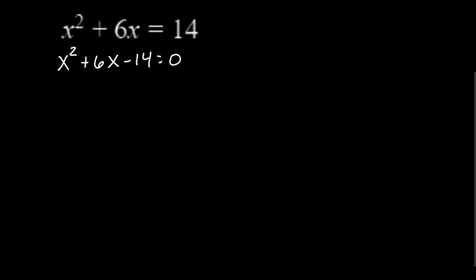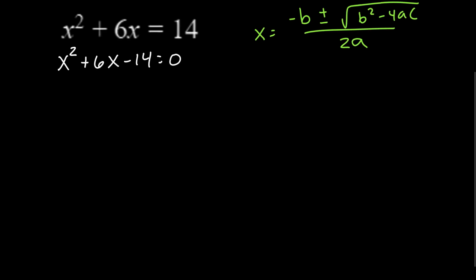Last ditch resort is your quadratic formula. What is the quadratic formula? Negative b plus or minus the square root of b squared minus 4ac over 2a. Good. That is our quadratic formula.